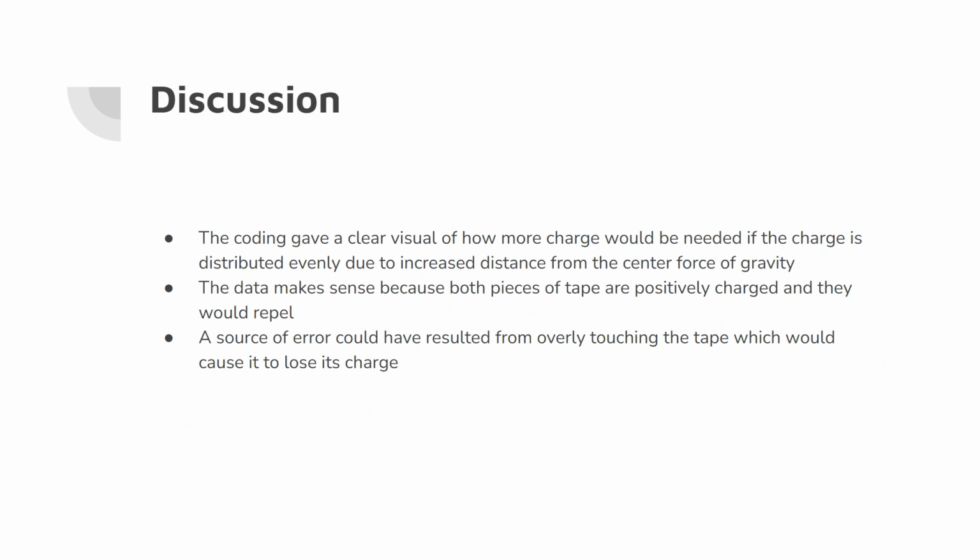The data makes sense because both pieces of tape are positively charged and they would repel. And a source of error that could have happened was overly touching the tape, which would cause it to lose charge.